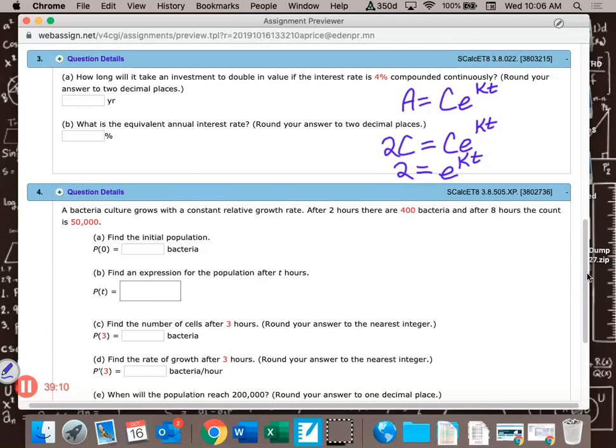Okay, so how do we solve this? Oh, wait, first I didn't put in my K. What does K represent again? K is your growth rate, right? In this case, since we are growing at a rate of 4%, what is K? 0.04. We always enter it as a decimal. So we have 2 equals e to the 0.04 t. We need to solve it for t. So you guys would have 2 equals e to the whatever your interest rate is times t, and then solve it for t. What's the first thing we're going to do? ln both sides.